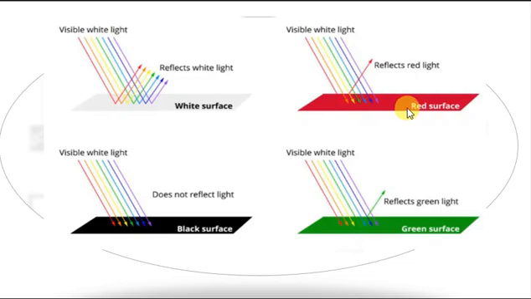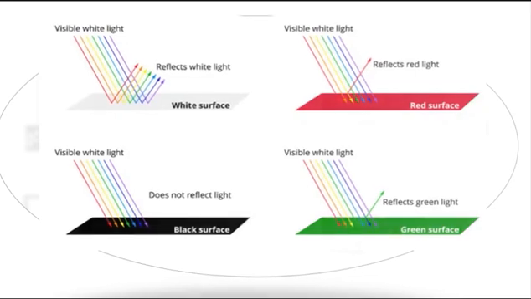If it is red, then it will absorb all the other colors. It will only reflect red. That's why it will appear red. If it is a black surface, it will absorb all the colors and reflect no color. That's why it will be black, because you're not seeing any color coming from it. Whereas green will absorb all the other colors and reflect only green. So when you see blue or red or green or indigo or yellow, know that the object is reflecting that particular color of light.